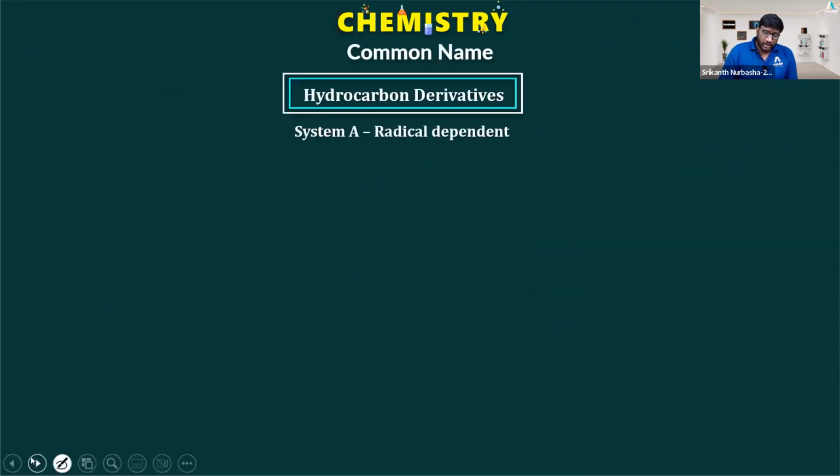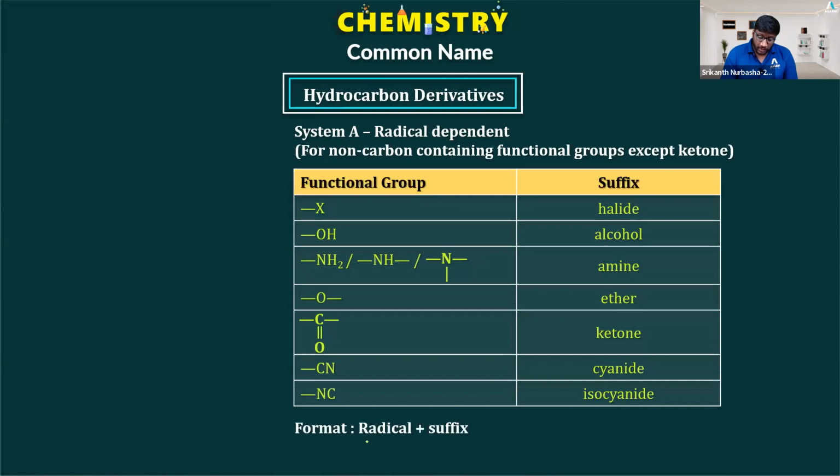Hydrocarbon derivatives. System A is radical dependent, earlier whatever you have written. So one system is radical dependent, the other system is radical independent. Radical dependent means you have to write the radical and then add the suffix. System A is radical dependent for non-carbon containing functional groups except ketone. That means ketone is also radical dependent.